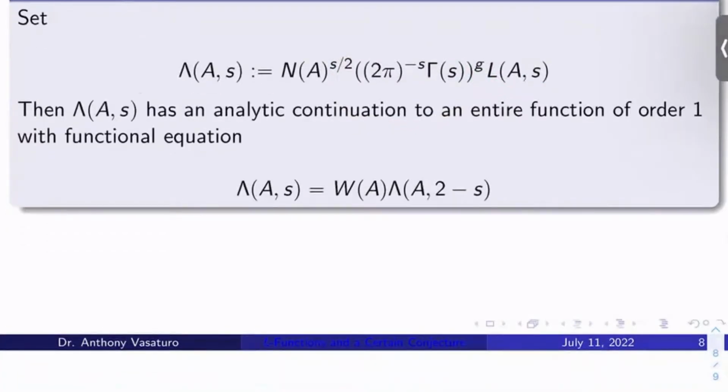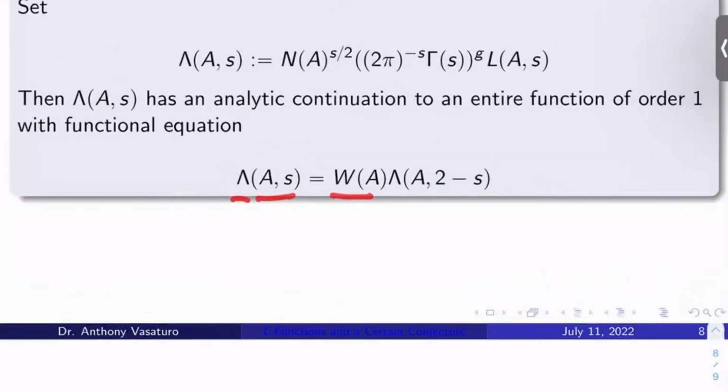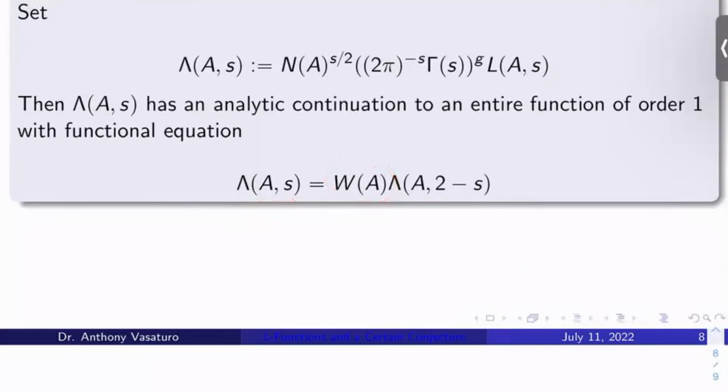The conjecture is that lambda of AS has an analytic continuation to an entire function. Remember, right now, its Euler factor only converges for a real part of S bigger than 3/2. But we conjecture that when we kind of staple on some stuff on the front here, we get a full analytic continuation to the entire complex plane, okay, of order 1 with functional equation. So not only is there an analytic continuation to all of C, but there's actually a functional equation relating the values of lambda at S and 2 minus S for each S. And that functional equation purportedly is lambda of AS equals WA, where WA is the root number, it's either plus or minus, depending on the abelian variety, times lambda of A 2 minus S.